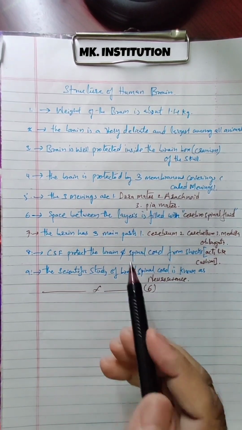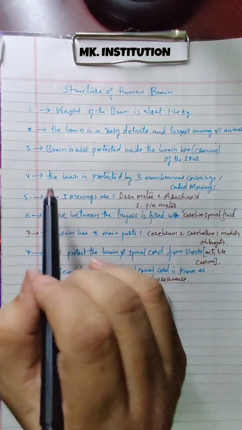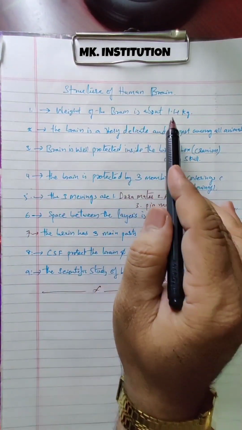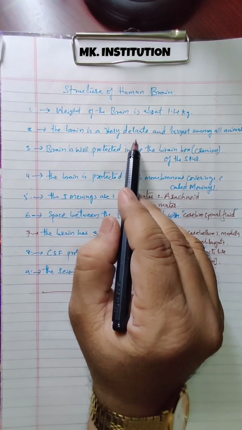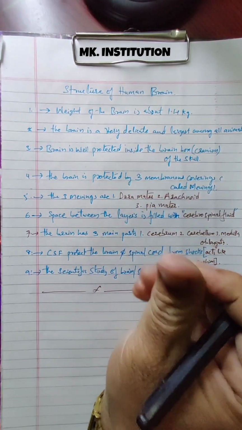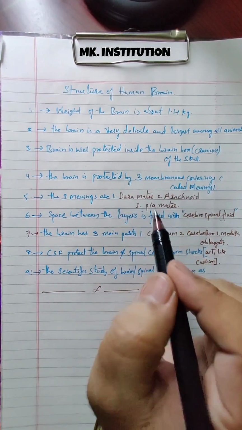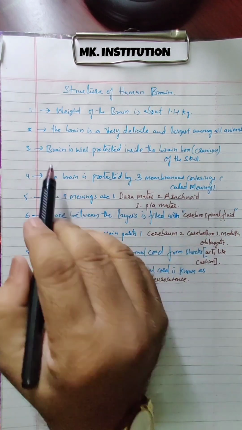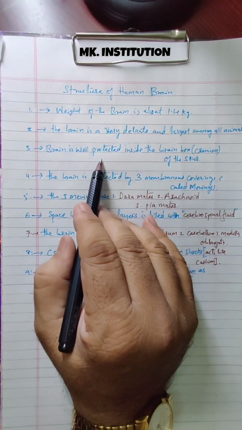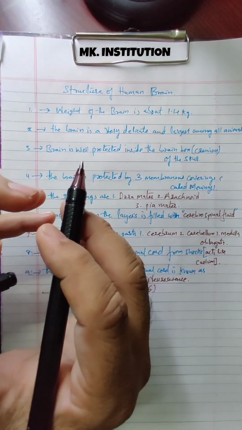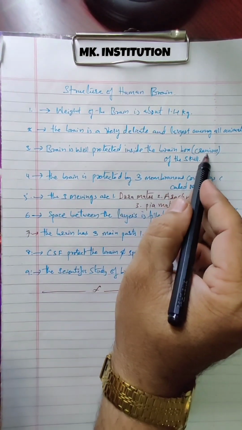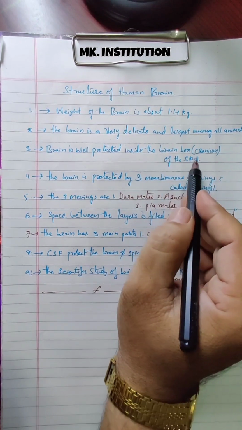Clear? Once again, I'll tell you the structure of the human brain. The weight of the human brain is about 1.4 kg. The brain is very soft and delicate, and among all the animals, our human brain is the largest one. And the brain is well protected inside the brain box. Inside the box, the brain will be there. That box is called the cranium of the skull.